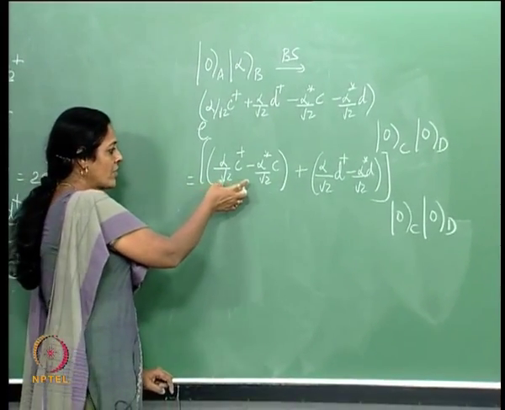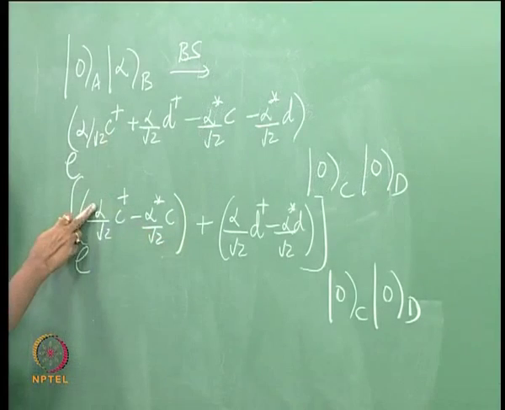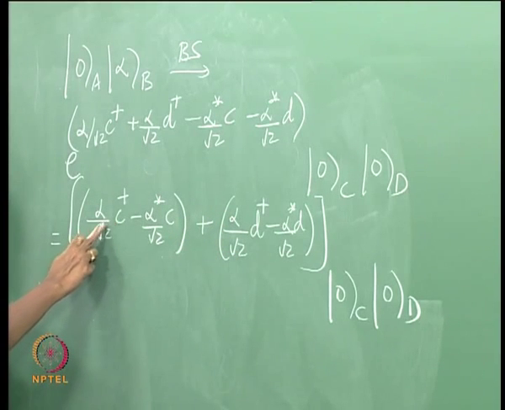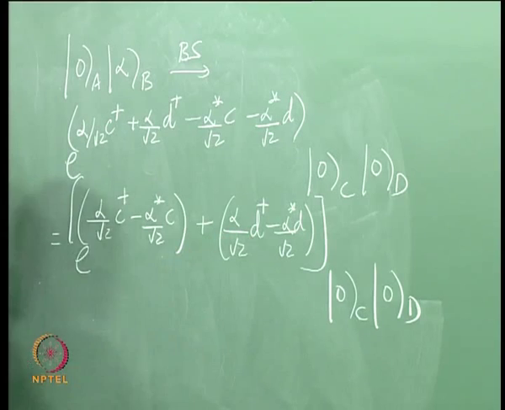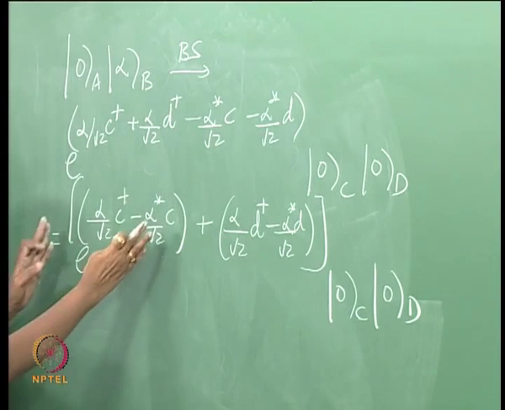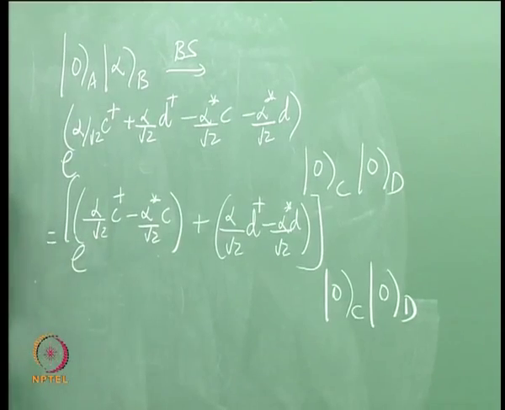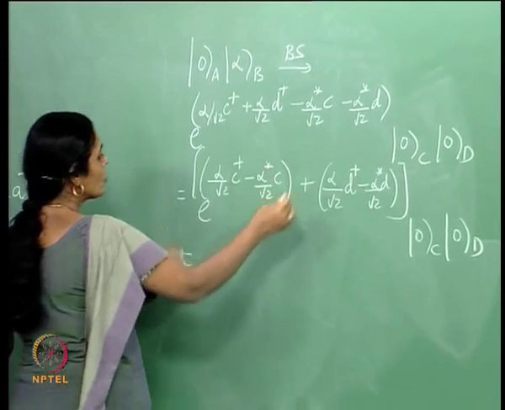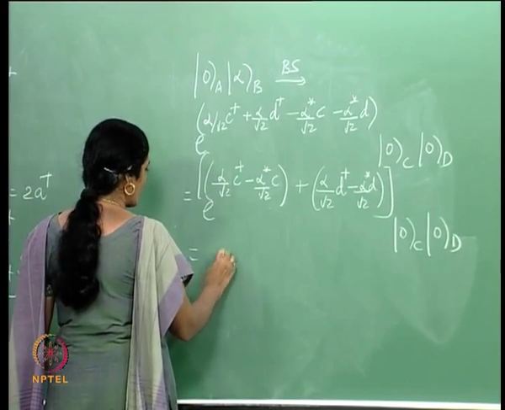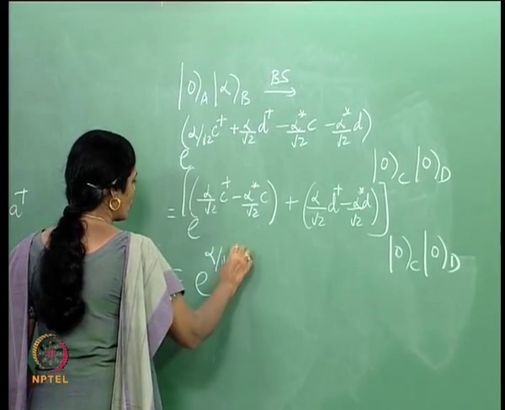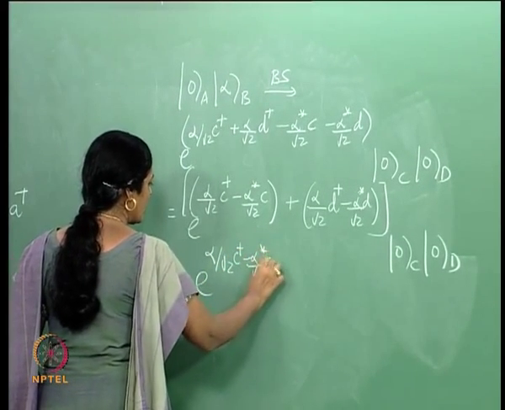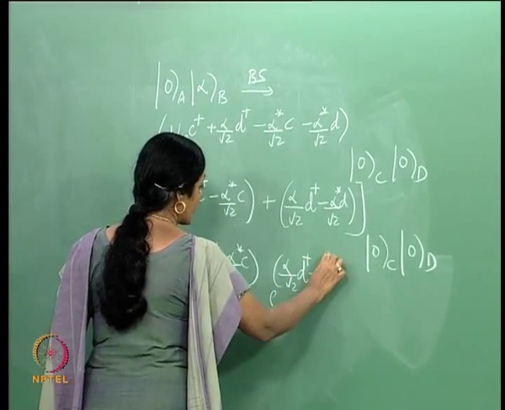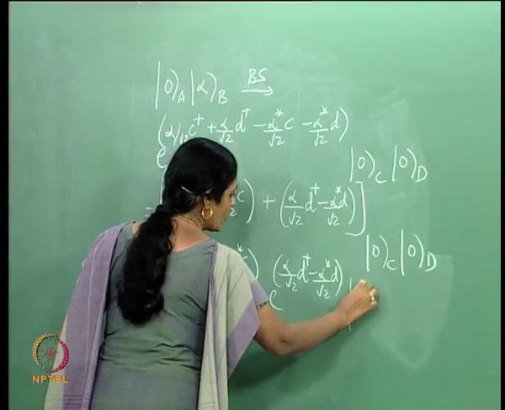This is an interesting structure because this is like D of alpha by root 2, and that is another D of alpha by root 2, except that this corresponds to the operator c dagger and that to the operator d dagger. It is also true that these two objects commute with each other because c and d commute with each other. Therefore, I can now use the disentanglement theorem and I just can write this as e to the alpha by root 2 c dagger minus alpha star by root 2 c, times e to the alpha by root 2 d dagger minus alpha star by root 2 d, acting on 0 c 0 d.